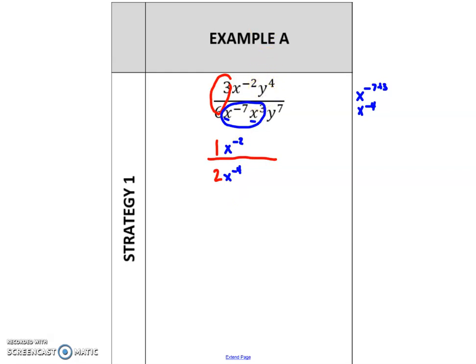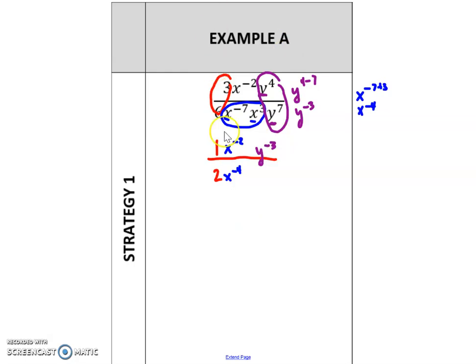And now I see there's y in the numerator, y in the denominator. Let's use the quotient rule here. Quotient rule says when I divide the same bases, subtract the exponents. So I would have y to the 4th minus 7, which is going to be y to the negative 3. So I'm going to have y to the negative 3 right here. Okay. All right, we're not done yet because we want to end up with everything positive.